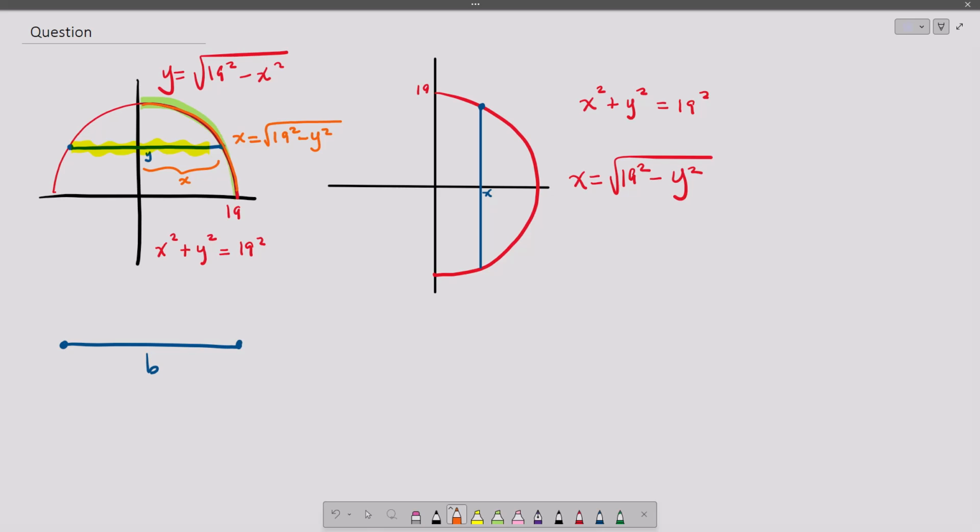So how long is the base then if this right here is measuring from the y-axis over to here? How long is the base? Twice that. So b is going to be 2 times this quantity right there. So that would be one side of the square. So if you wanted the area of the square, what would you do to that? Square that.